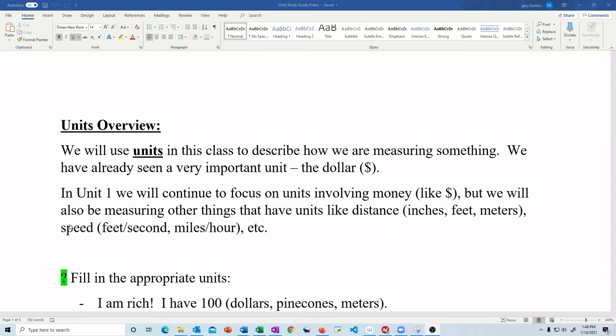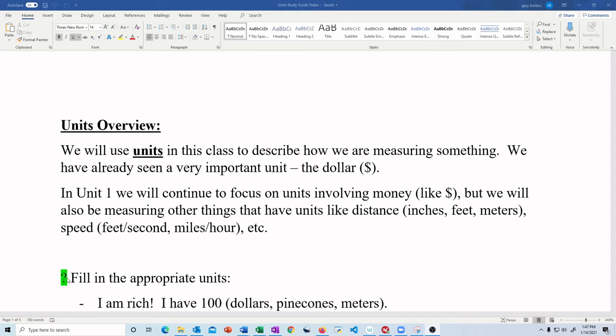And then another big one, which relates to rates, which we'll get to, is speed. So feet per second, miles per hour. How fast are you going? How slow are you going? These are the common ones, although you could see lots of different units that talk about lots of different types of measurements in your life. But the common ones are things like money, distance or lengths, and speed. Those are the ones we're going to use right now.